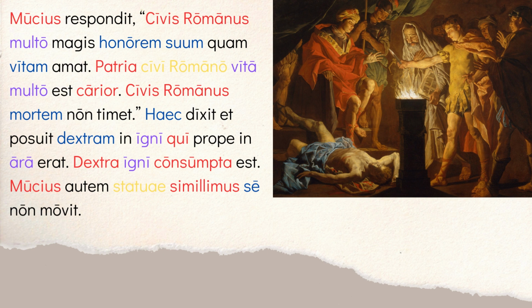Then you have haec dixit et posuit dextram in igni qui prope in ara erat. So here's the sort of dramatic moment of Gaius Mucius. So he said these things. Haec dixit, haec means these. It's really these things, that substantive neuter adjective. So he said these things, and he posuit, he put his dextram, his right hand. So dextra is really a direction, right and left, but here it's sort of the noun, it means his right hand. So he put his right hand in igni, in the fire.